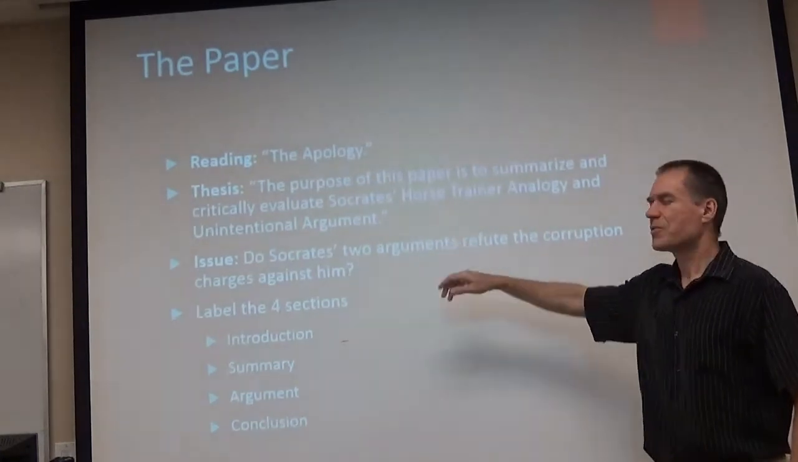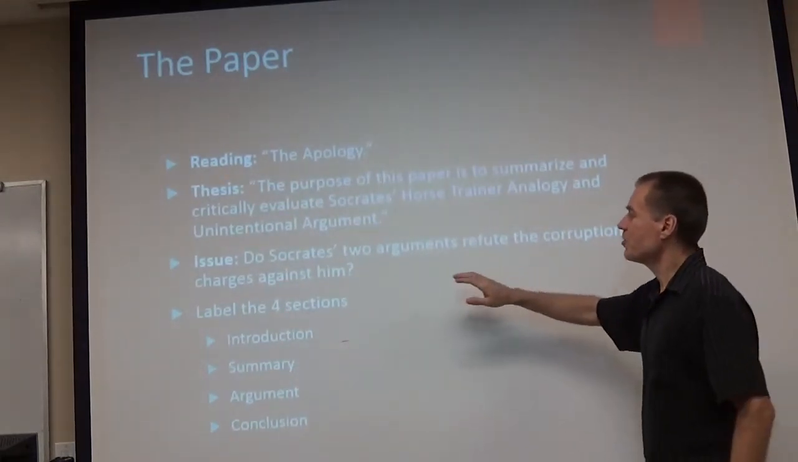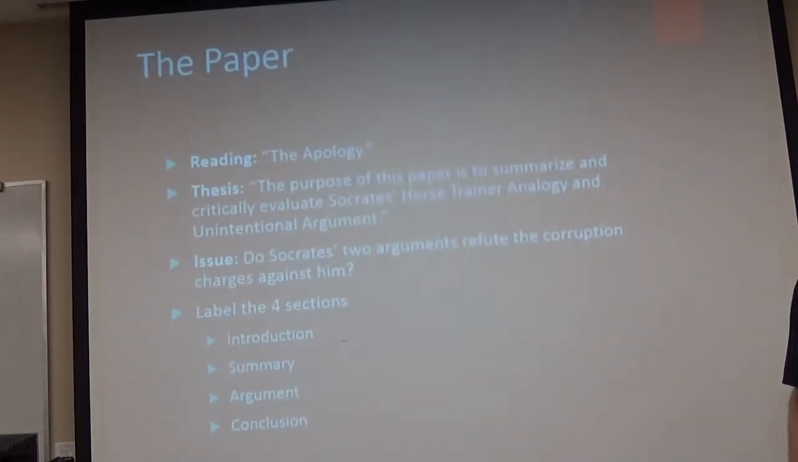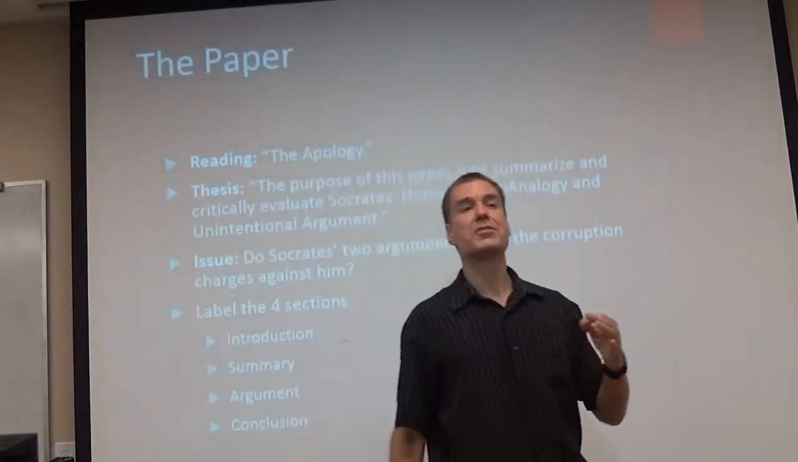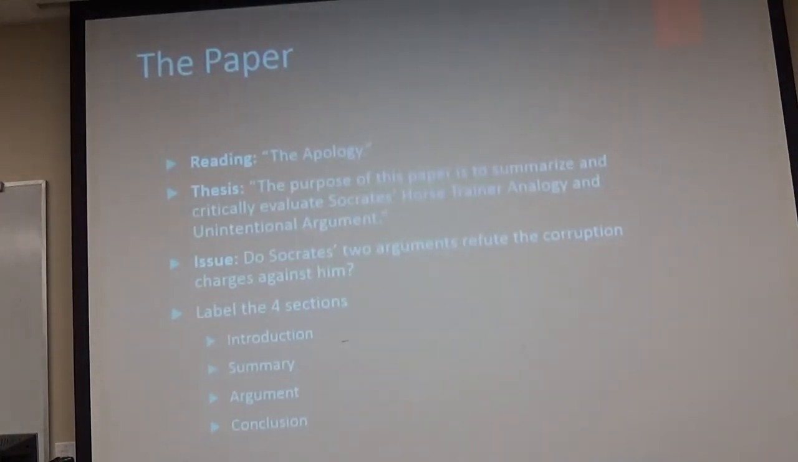The issue, in philosophy, is a point of dispute, disagreement with two or more possible sides. So the main issue is this. Do those arguments refute the corruption charge against him? So Socrates is accused of corrupting the youth. Now, as we'll see, he modifies the charges. So it ends up actually being 3 different charges. One is he just corrupts the youth, no qualifiers. The second one is that he's the sole corrupter, the only one doing it. And the third modification is he intentionally corrupted the youth.